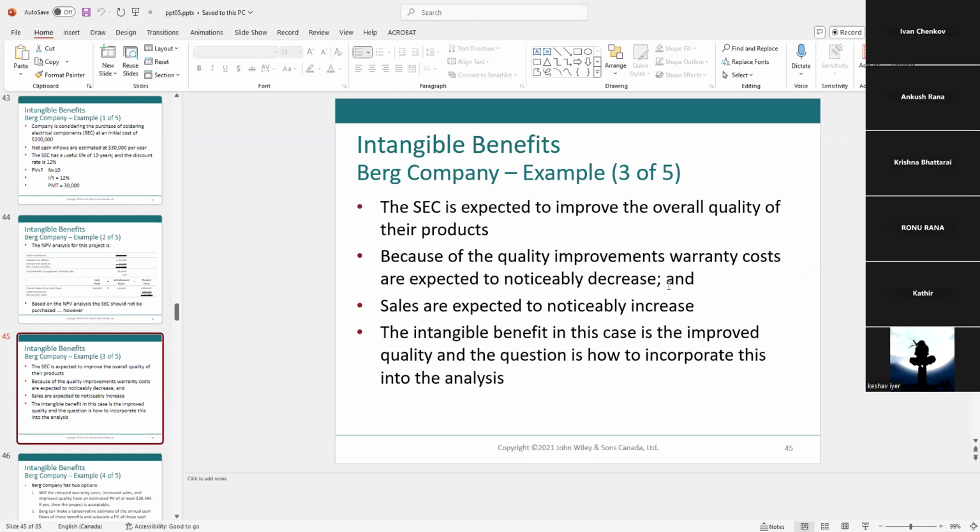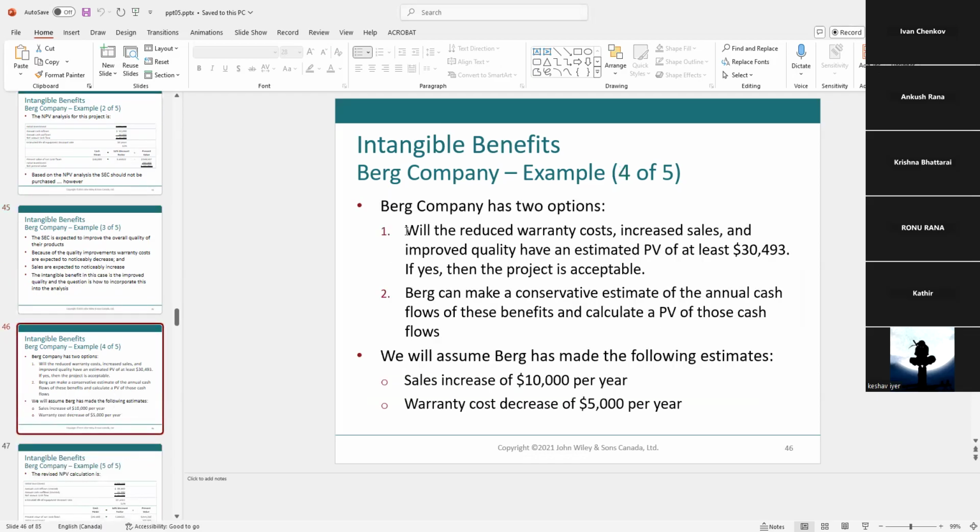So now we have a cost that's decreasing. Sales are expected to noticeably increase. The intangible benefit in this case is the improved quality. Now the question is, how do we incorporate this in our analysis? First thing, the company has two options. They must reduce the warranty costs, increase the sales, and improve the quality by at least 30,493. If they do that, the project is acceptable. If they don't, the project is not acceptable.